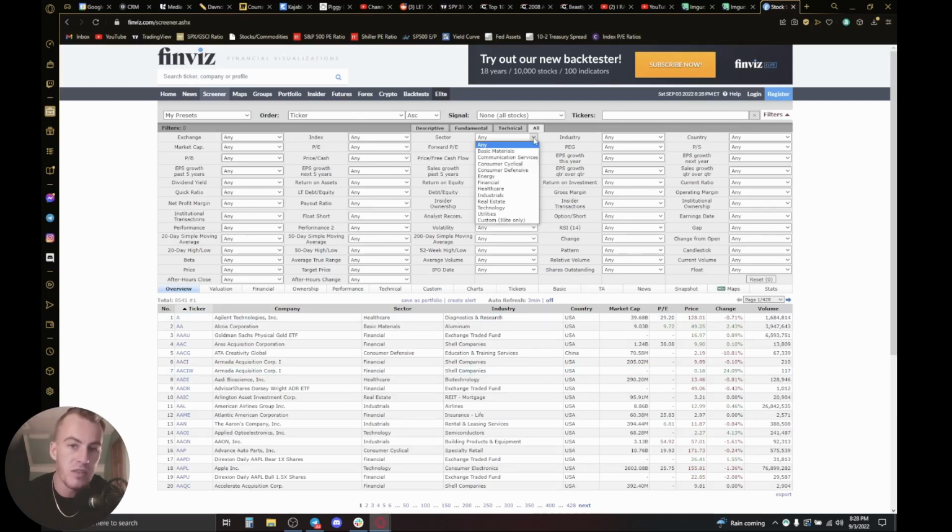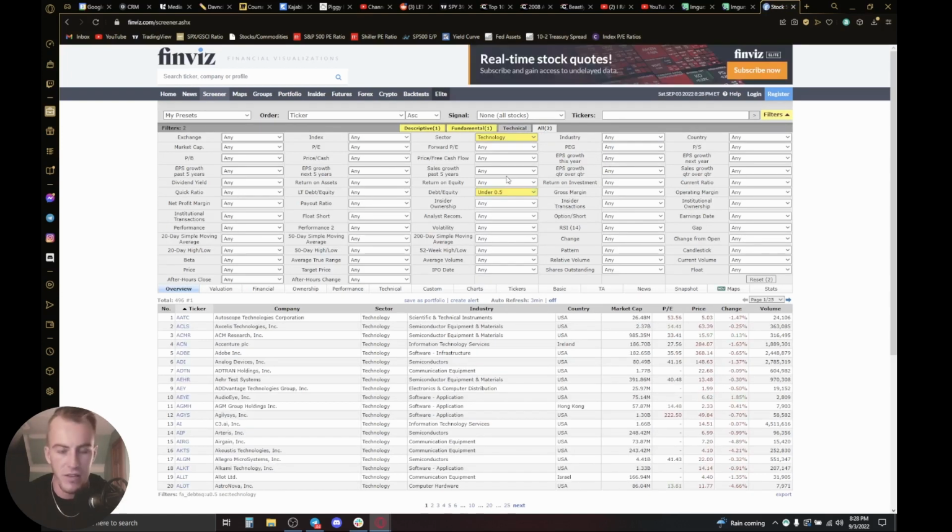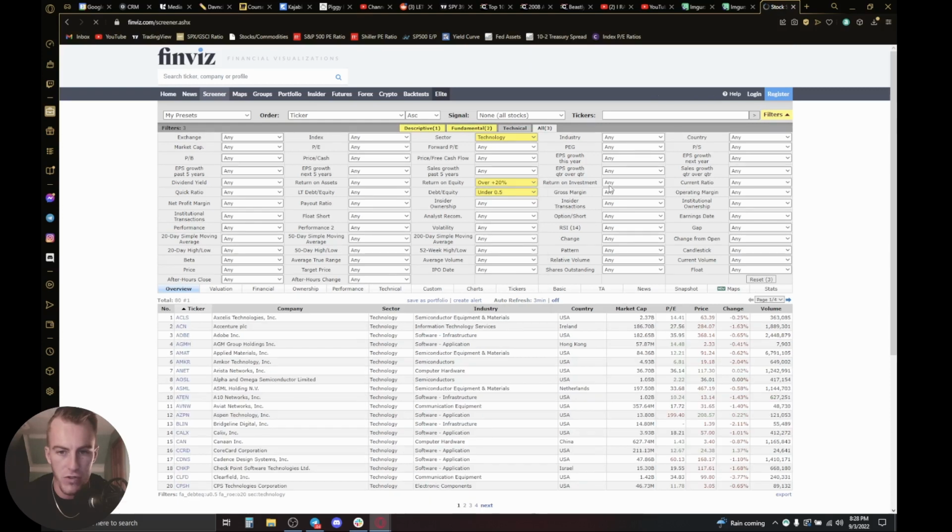But if you want to do specific sectors, like I know there's a lot of strategies out there for the QQQ and the TQQQ, we can actually go into technology, and you can even select specific industries inside of technology if you want. And we can start finding companies that are really good. Usually I like to start with debt to equity because you don't want to have a high level of debt in this time period. Return on equity, let's start with over 20%, and let's start with over 10%.